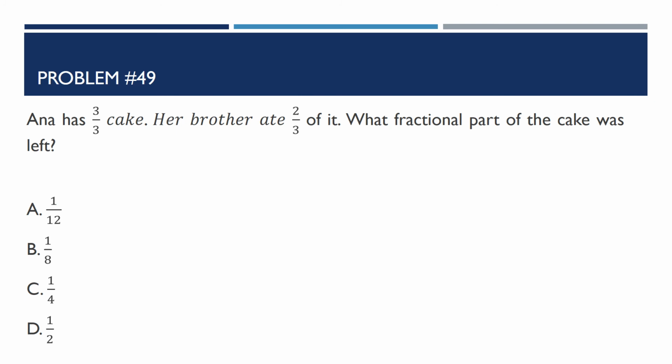Anna has 3/3 cake. Her brother ate 2/3 of it. What fractional part of the cake was left? So let us solve this problem. It's given that there's a 3/3 of a cake, which is actually a whole cake. And then Anna's brother ate 2/3 of it, so we will minus 2/3, because what we are looking for is what was left. So 3/3 minus 2/3 is 1/3, and I think that's too easy for this reviewer.